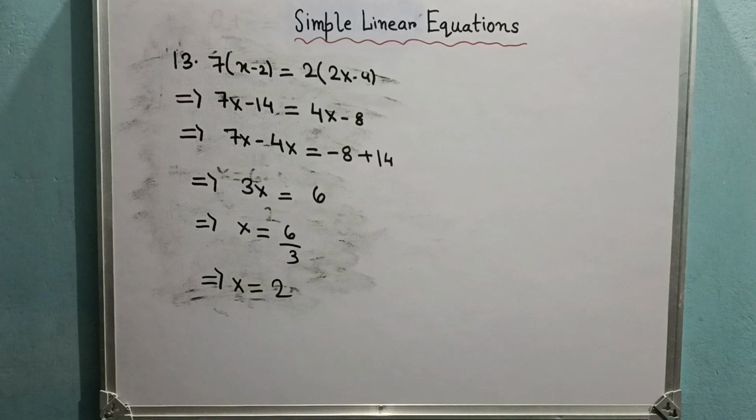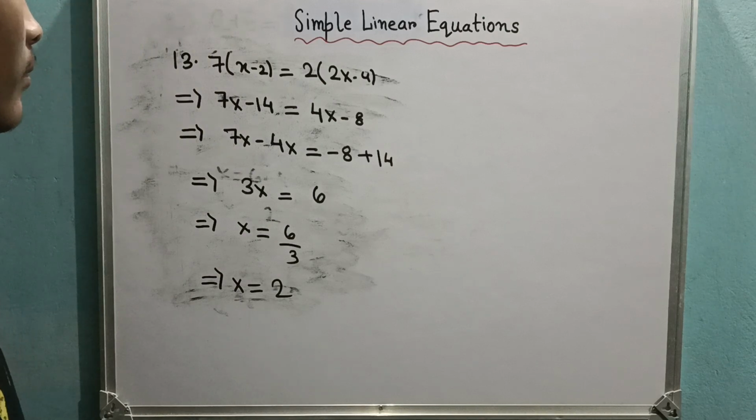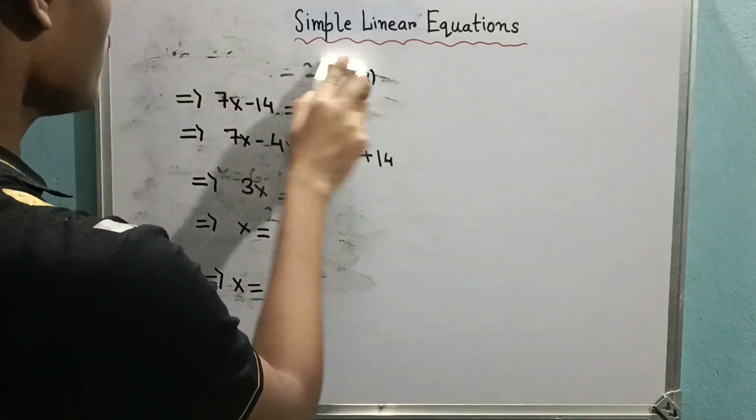So this is one type of sum. Now let's see what we have next. I think it's a little bit tougher sum, the next one.